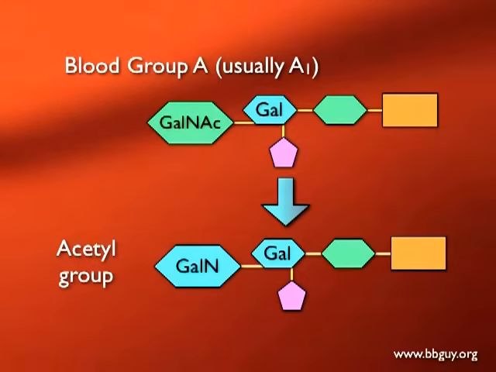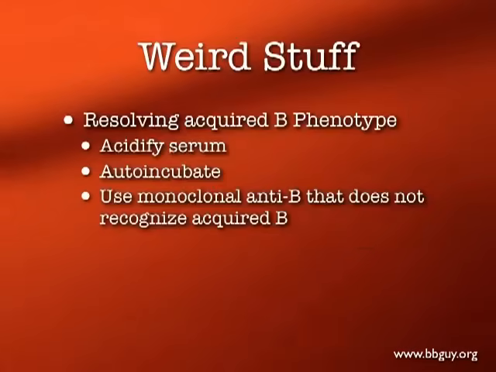That's why it's called an acquired B. There's a lot of ways to resolve it, including acidifying the serum and auto-incubating. In other words, if you mix this person's own anti-B with this reagent, with this acquired B, you're not going to get any reaction because it isn't really a true group B. You can also use a different form of monoclonal anti-B in your typing that doesn't recognize acquired B.